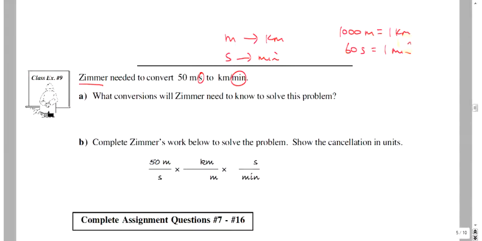How many seconds in an hour, Bryce? There's 60 seconds in a minute. There's 60 minutes in an hour. What's 60 times 60? 3,600, yeah. Don't worry, you'll have that down when we get to physics. Okay, what conversions will he need to know? He needs to know that. Complete his work. They're starting this for us, okay?